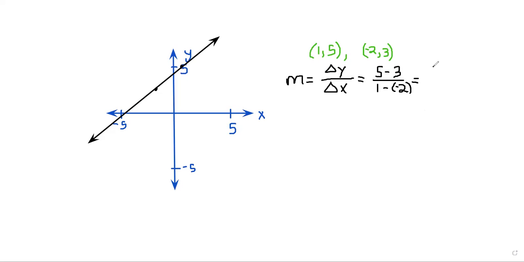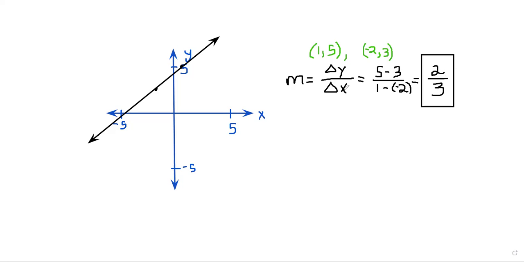Well, 5 minus 3 is 2. And 1 minus a -2 is the same as 1 plus a +2, which is 3. And believe it or not, that right there is our answer. The slope of the line I drew over here on our grid is 2 over 3, or 2/3. That's all there is to it. Not so bad, huh? Let's try another one.